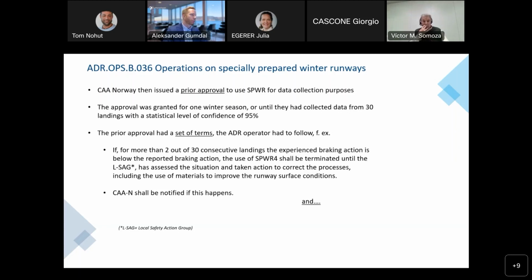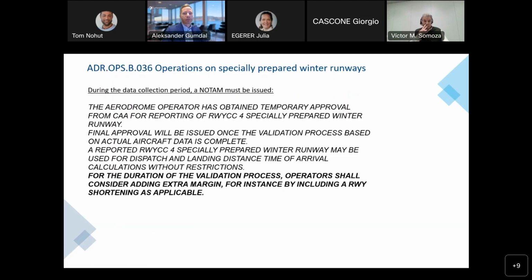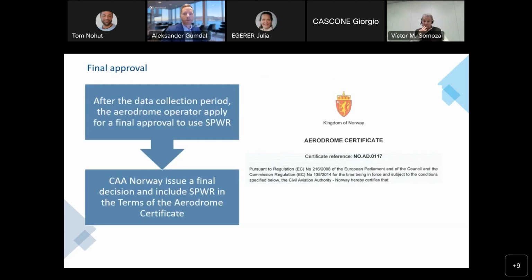And there was more. During the data collection period, a NOTAM must be issued. This gives the operators the possibility to add an extra margin, for instance, by including a runway shortening as applicable. And then you have the final approval. After the data collection period, the aerodrome operator applies for a final approval to use the SPWR. CAA Norway then issues a final decision and includes SPWR in the terms of the aerodrome certificate.